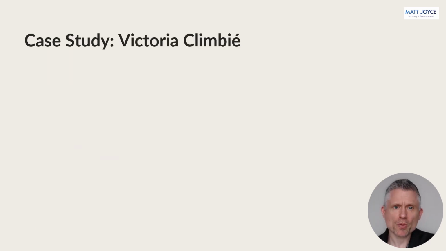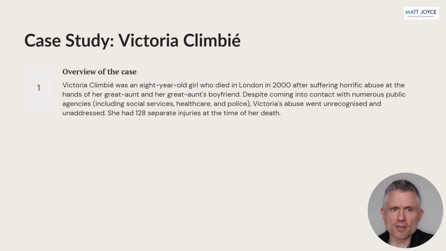In the next case, we're going to be looking at Victoria Climbié. Victoria Climbié was an 8-year-old girl who died in London in 2000 after suffering horrific abuse at the hands of her great aunt and her great aunt's boyfriend. Despite coming into contact with numerous public agencies, including social services, healthcare and police, Victoria's abuse went unrecognised and unaddressed. She had 128 separate injuries at the time of her death.